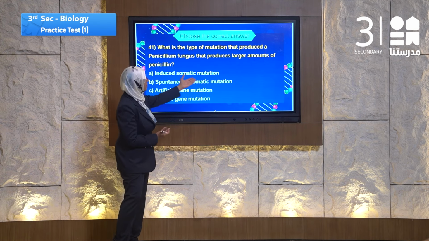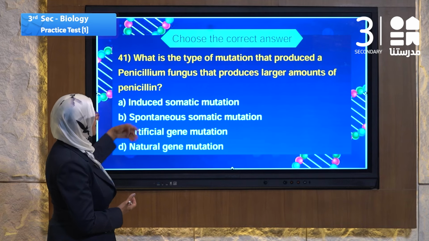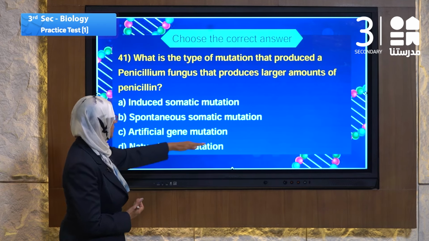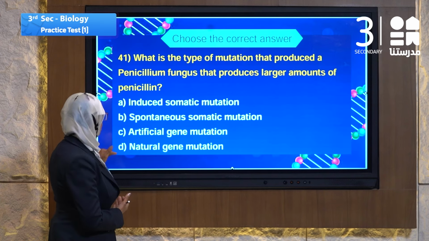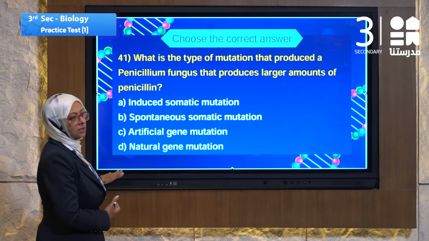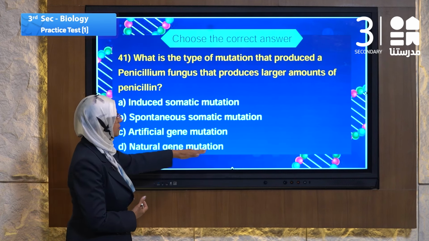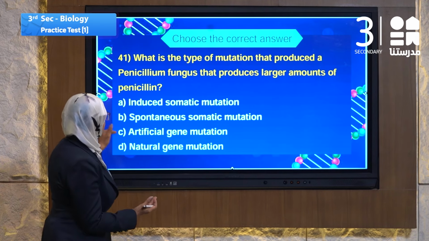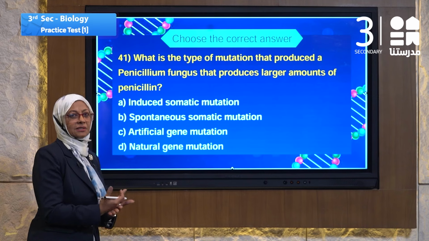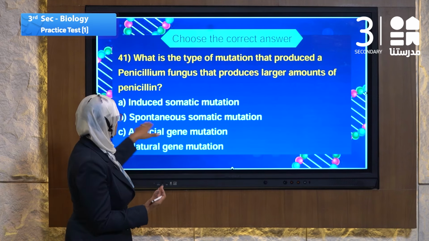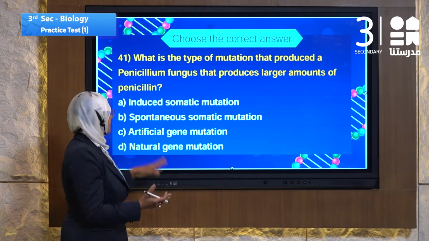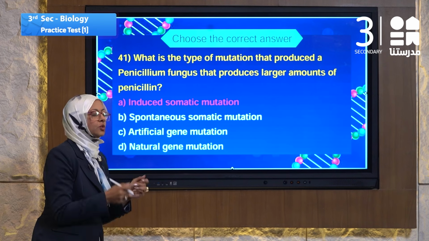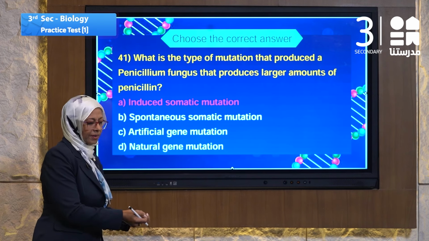So induced somatic mutation will make a large amount of penicillin; spontaneous somatic mutation, artificial gene mutation, or natural gene mutation. Let's go to D. No, it's not a natural gene mutation because it is induced by us to make more penicillin. Artificial gene mutation, artificial, yes, we made it, but spontaneous somatic mutation, spontaneous, that's done by itself. Induced somatic mutation, so the answer must be induced somatic mutation. We do it to make more penicillin.